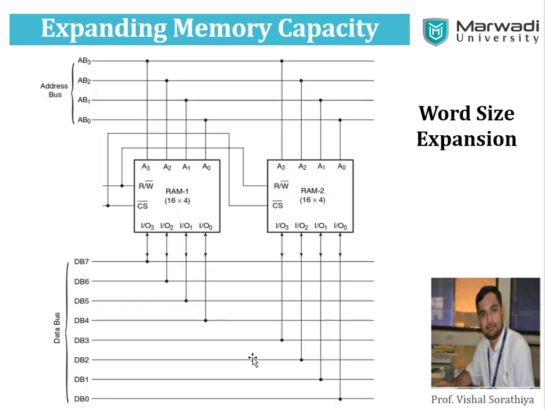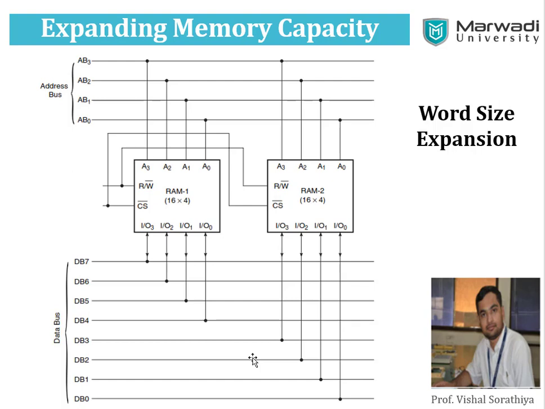Next, what we need to discuss is expanding memory capacity. Consider that previously you have a memory chip. Let's take a RAM of 16 cross 4. What do we mean by this 16 cross 4? We have 16 rows and 4 columns of data that you can store in this particular chip. So 16 bit by 4 bit.